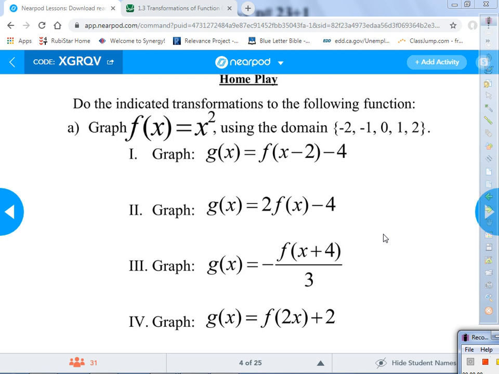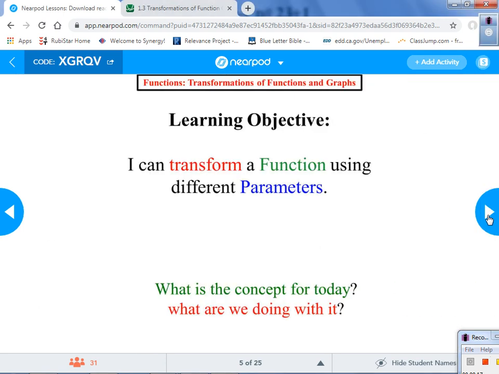Once again, your homework for tonight is only one function, but they are asking you to do 4 different transformations. Today we're going to cover some of that. Today I'm introducing the last part of the transformation formula. Okay? So, our objective for today: I can transform a function using different parameters.